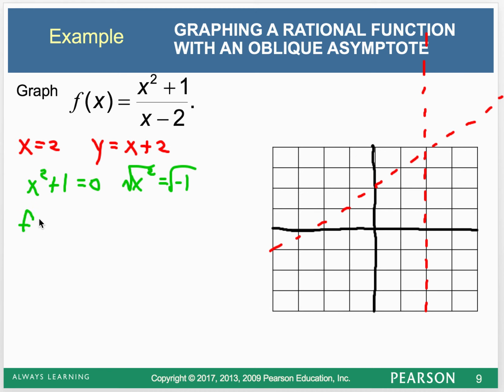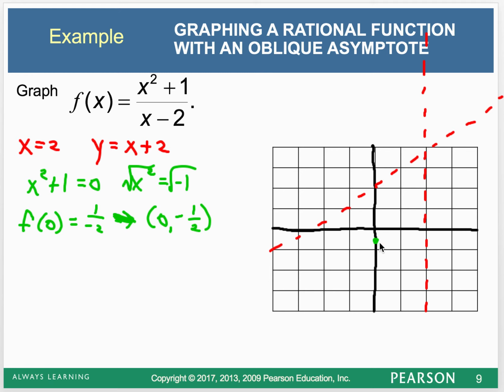Y-intercepts is when you let x be 0. So you would get 0 plus 1, 0 minus 2, negative 1/2. So you've got a point at 0, negative 1/2. So really I already know what happens because it can't cross that. It's just going to go like this, right? It's going to go like this.